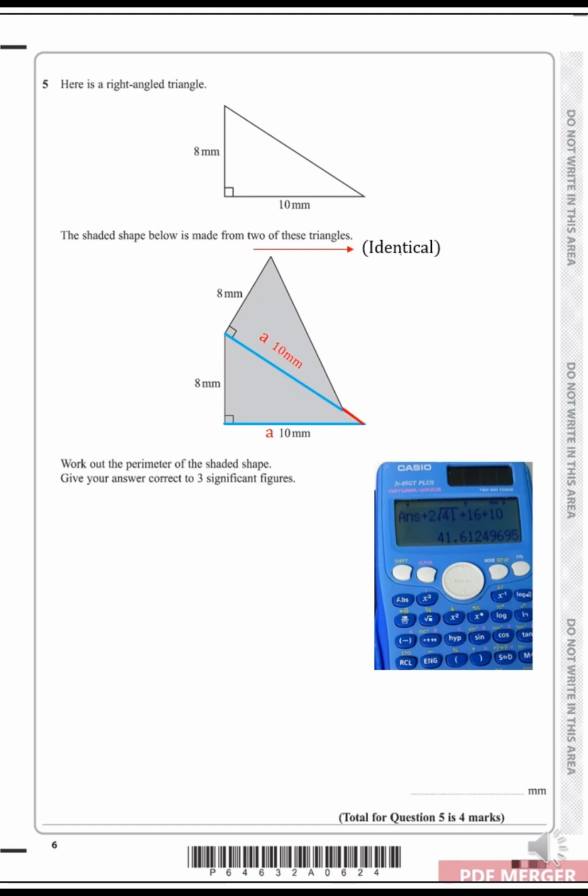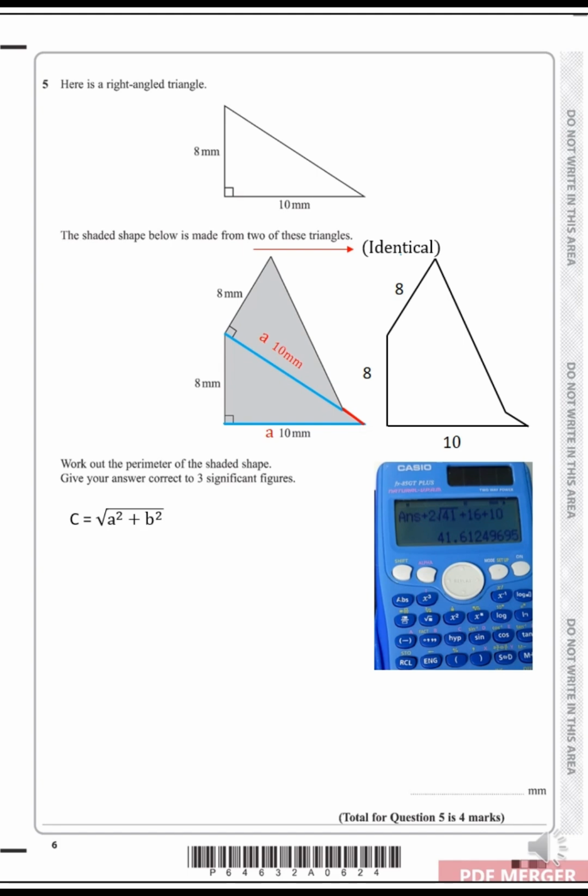This red line is the length that we need to work out. But the only way to work this out is to first work out the hypotenuse. Now, because this is the perimeter of the shaded shape, it's only involving the outside of the particular shape. So we know this is 10, 8, 8. Now we need to work out the hypotenuse.